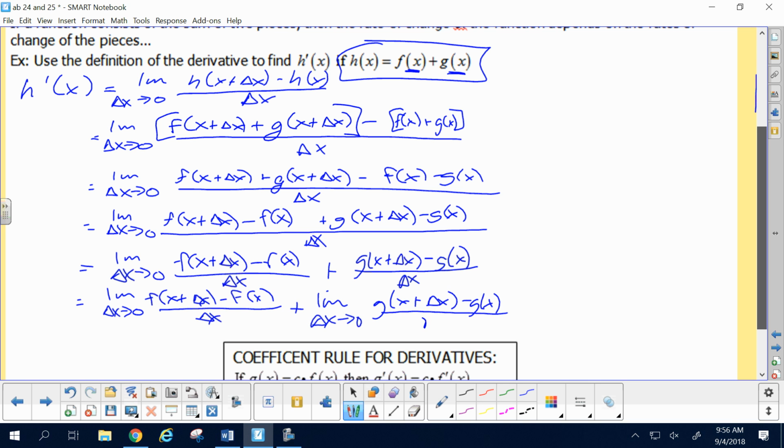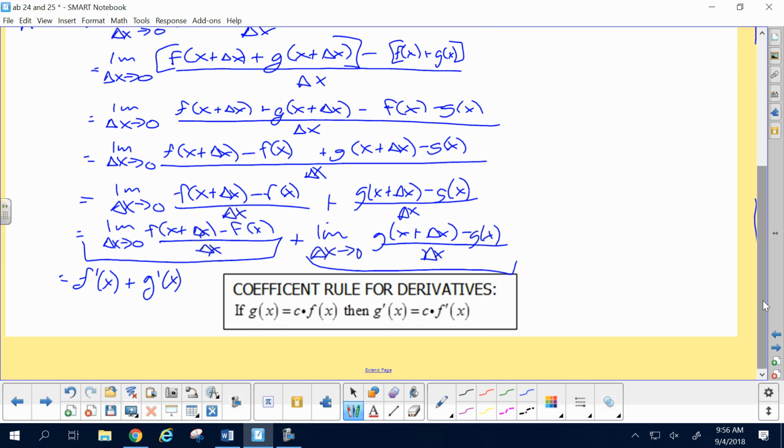Should have made you do this on your own. Okay. What does this represent? This guy here is the same as the derivative of f plus, what does this guy represent? Derivative of g. So if you get a function that is a sum of 2 different functions, you can take their derivatives separately.